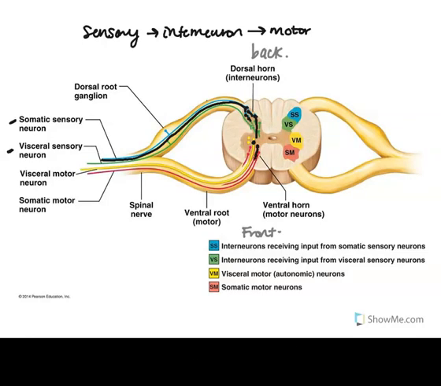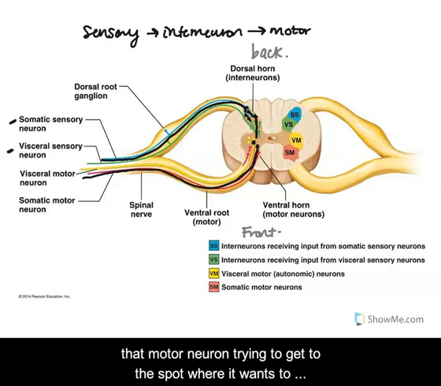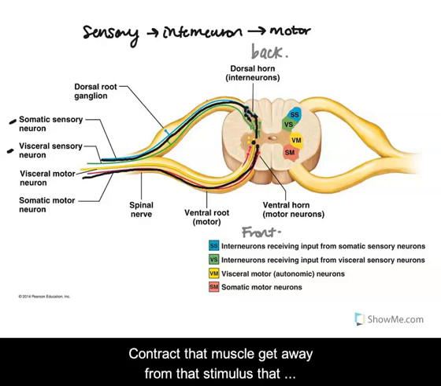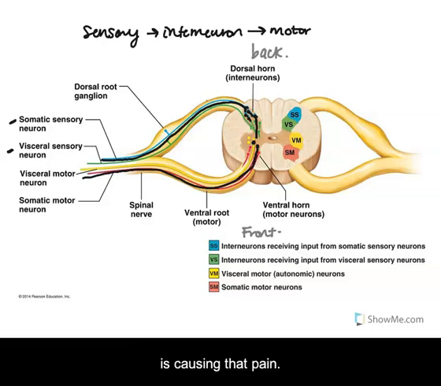I've now left the ventral horn, that gray matter, and now I'm part of the spinal nerve of the peripheral nervous system, and I can actually see that motor neuron trying to get to the spot where it wants to get to. It's probably going to be a muscle that's going to cause that individual to move away, contract that muscle, get away from that stimulus that's causing that pain.